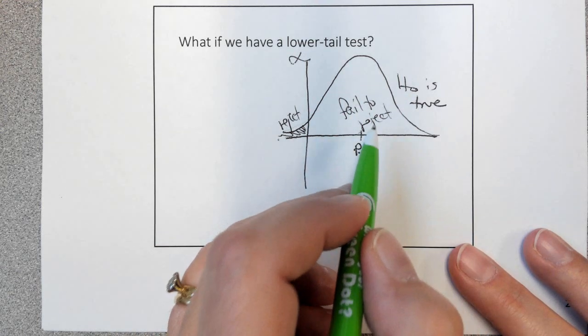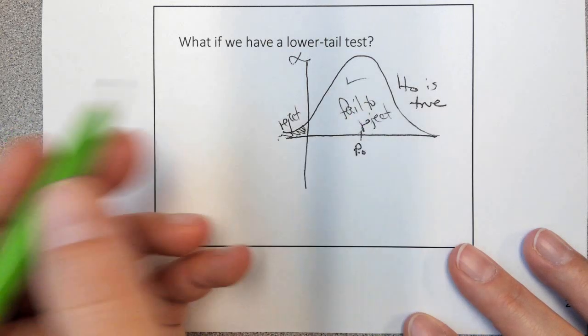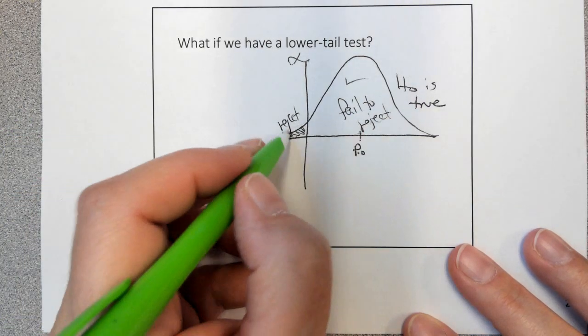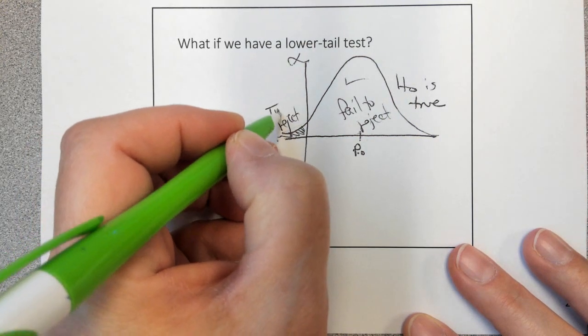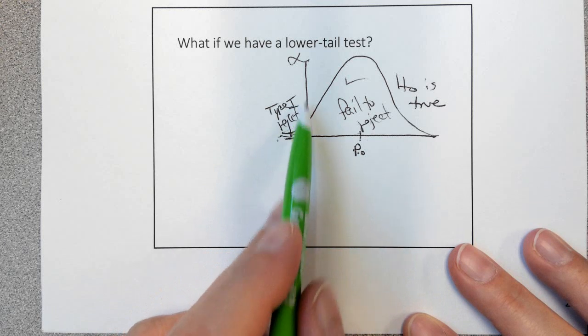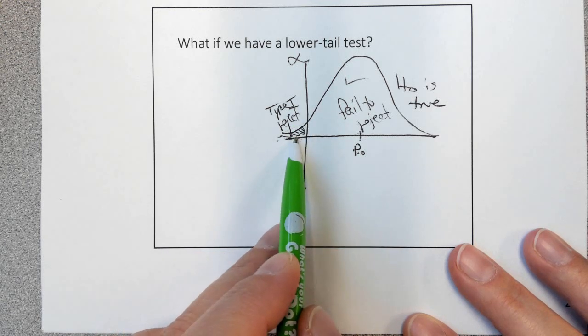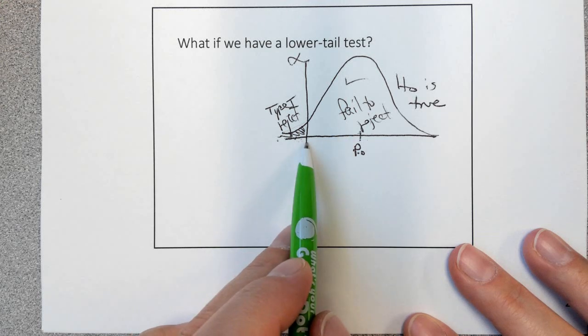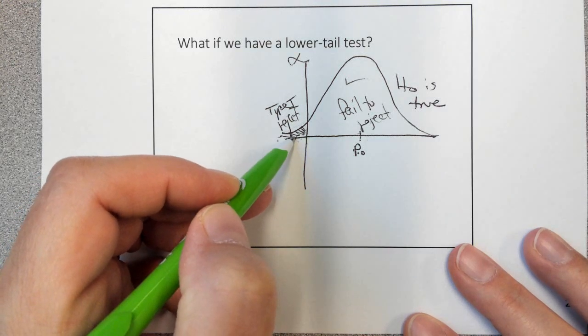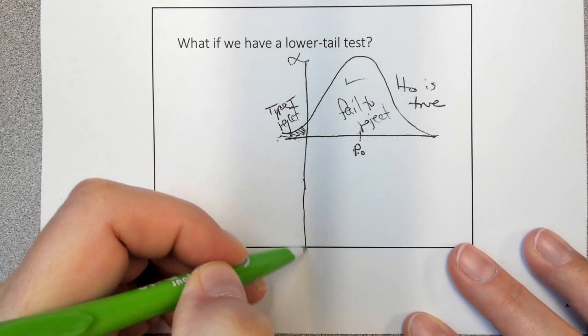fail to reject. Fail to reject is a correct decision. Rejecting is the wrong decision. The null is true, but I don't think it is. That's a type 1 error. And if I move the alpha to the left, the probability of type 1 gets lower. And if I move it to the right, the probability of type 1 gets bigger. So that probability, the area under this curve, is alpha. Okay? So I'm going to keep that line down here.